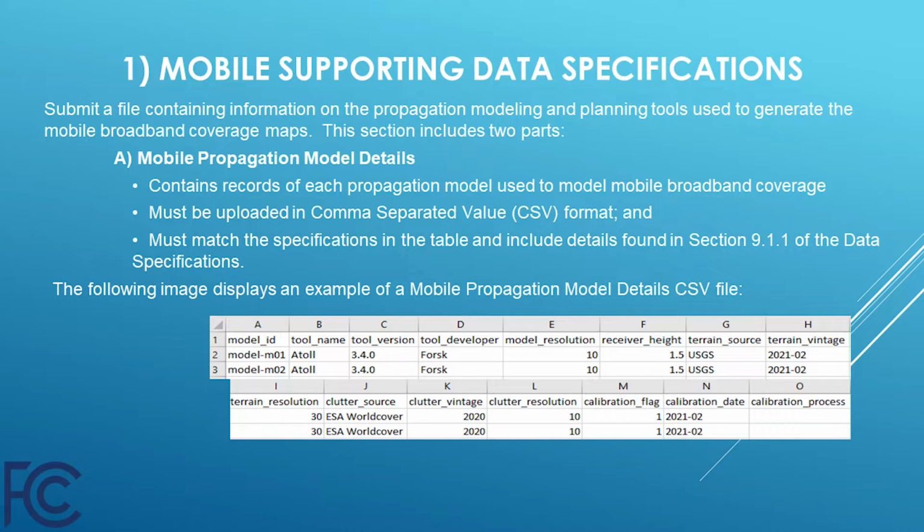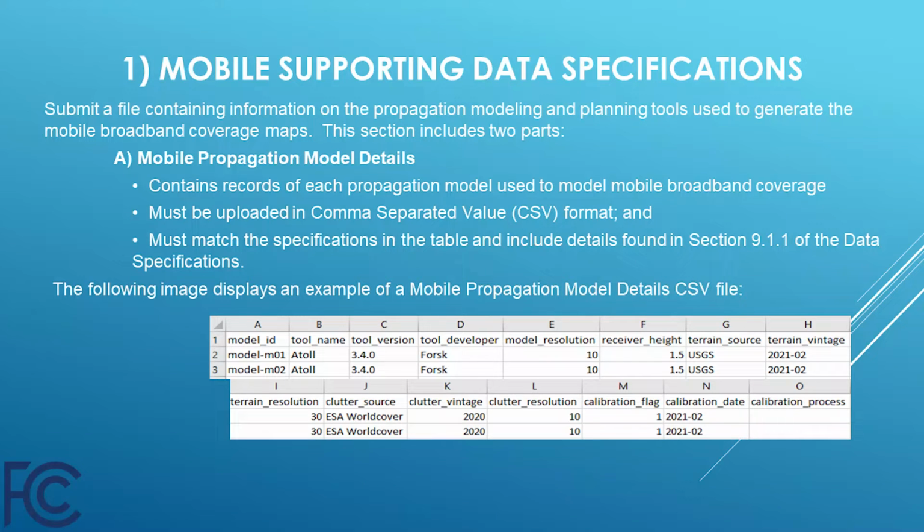This section includes two parts. First, providers must submit detailed information about their mobile propagation model. This file contains records of each propagation model used to model mobile broadband coverage. The file must be uploaded in comma-separated value or CSV format and must match the specifications found in Section 9.1.1 of the data specifications. All of the values listed in the table are required unless otherwise indicated. The image at the bottom of the slide displays an example of a mobile propagation model details CSV file.